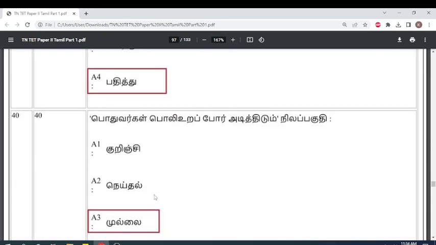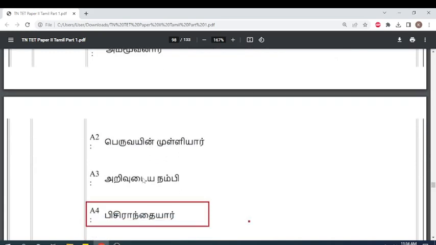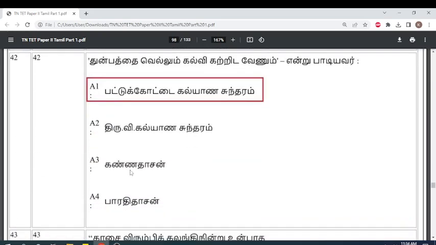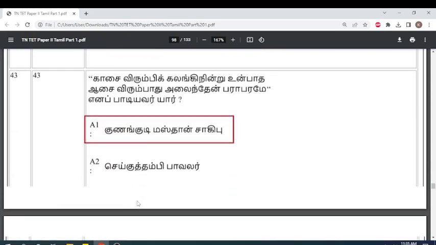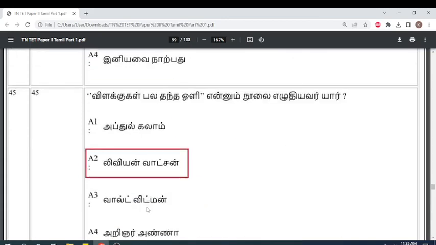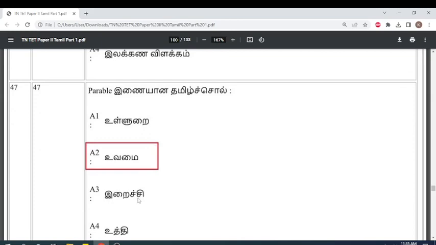41 question or answer A4. 42 question or answer A1. 43 question or answer A1. 44 question or answer A3. 45 question or answer A2. 46 question or answer A1. 47 question or answer A2.